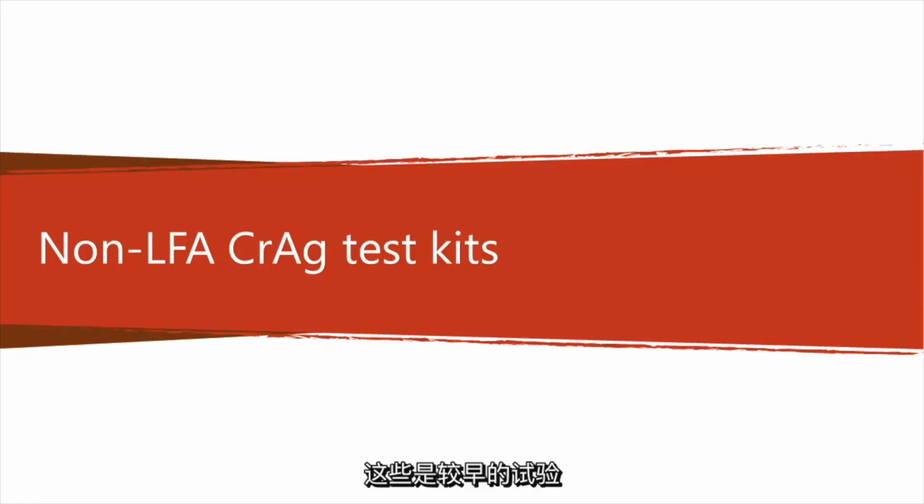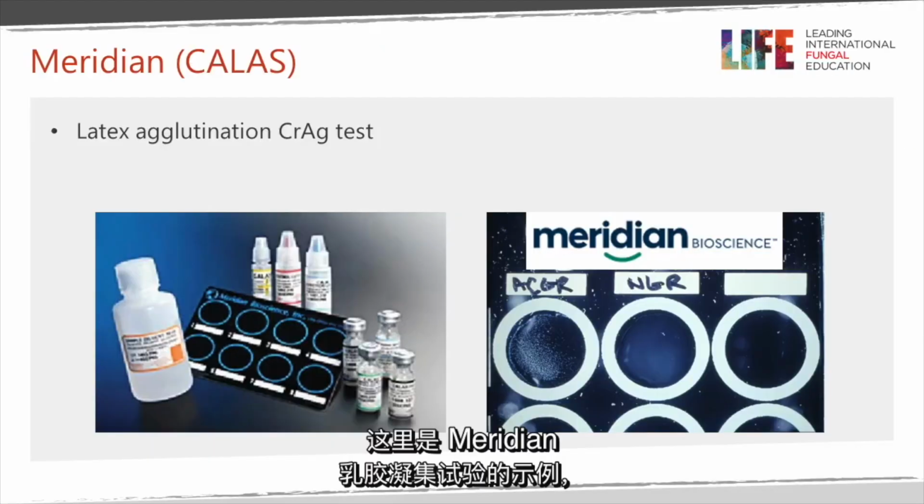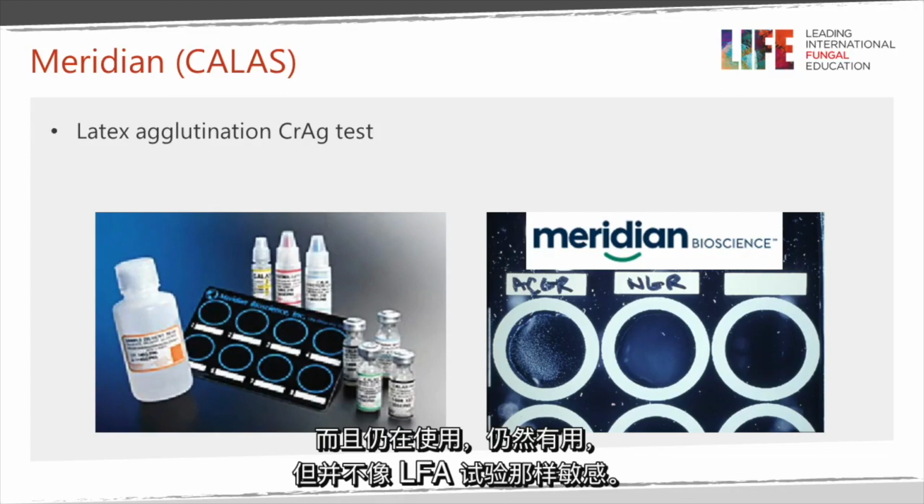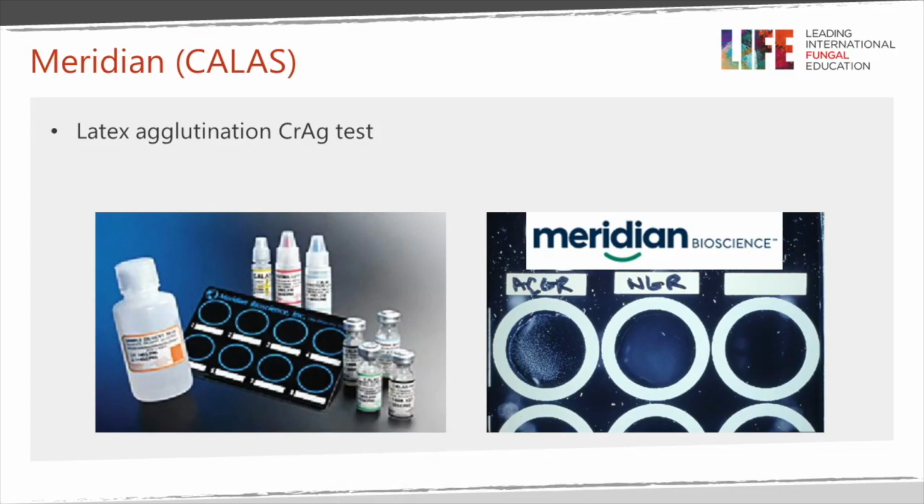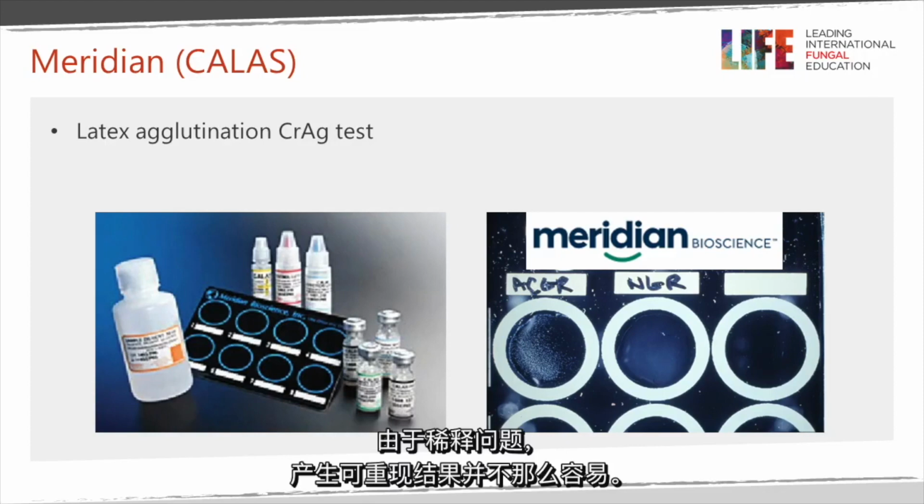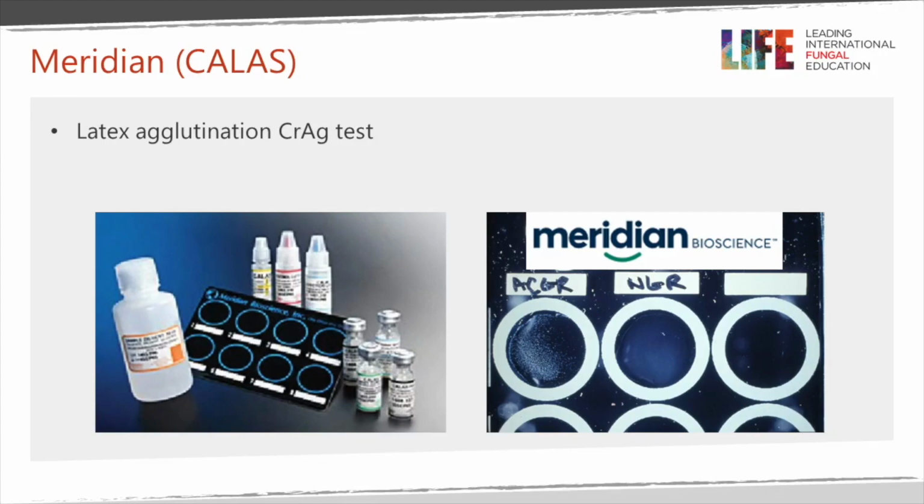There are these older tests. Here's an example of the Meridian latex agglutination test, which was the standard test for several decades and is still used and is helpful, but not quite as sensitive as the LFA test. But it does produce a quantitative answer. It's not as easy to generate reproducible results because of the dilution issues that have to be very carefully done, particularly in patients with very large amounts of antigen.